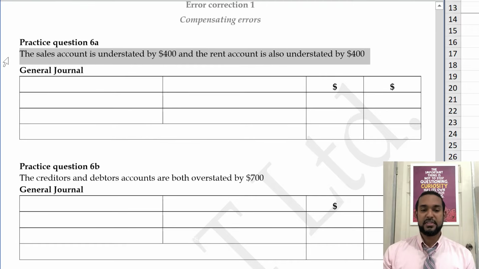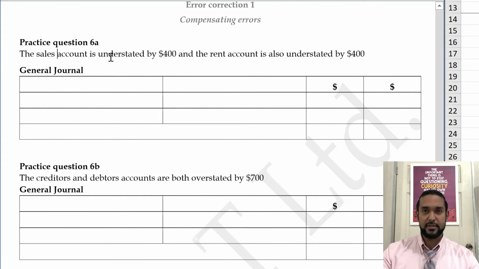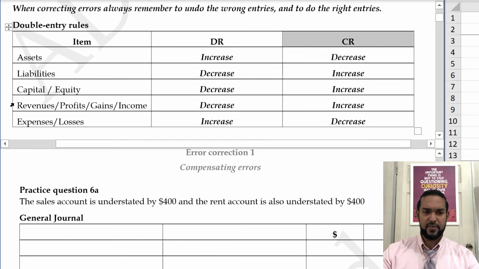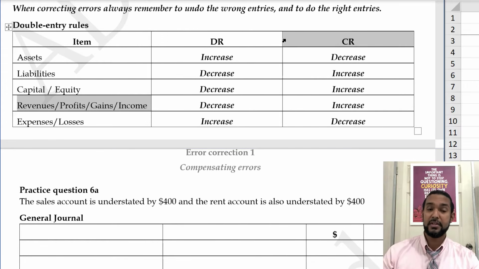So let's take a read. The sales account is understated by 400 and rent is also understated by 400. So sales and rent understated. Let's go up to the double entry rules. Sales is a revenue account. Revenue accounts have credit balances. If it's understated, it's too low. What do we need to do to fix that? We need to credit sales.